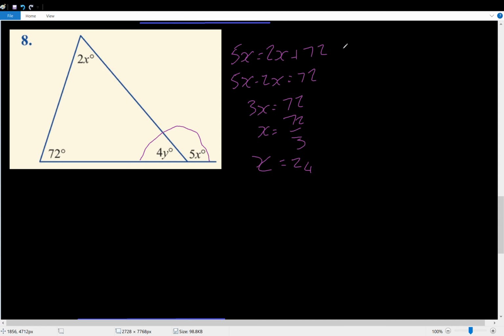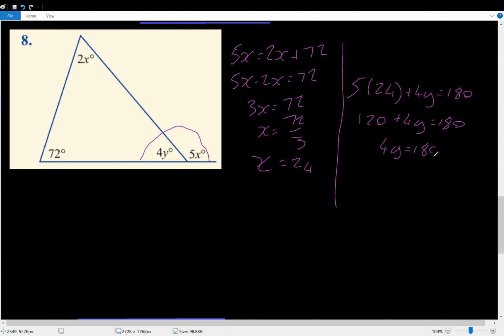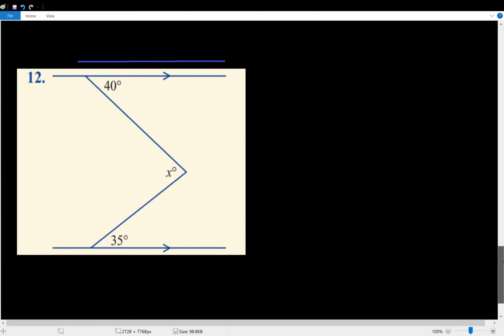So we can say for this one that 5 times 24 plus 4y is equal to 180, which means 120 plus 4y equals 180. So 4y is equal to 180 minus 120. So 4y is equal to 60. y equals 60 over 4. y is equal to 15, like that. And that's how we get the values for those ones. And then we'll look at one more for this. And that's this one here.